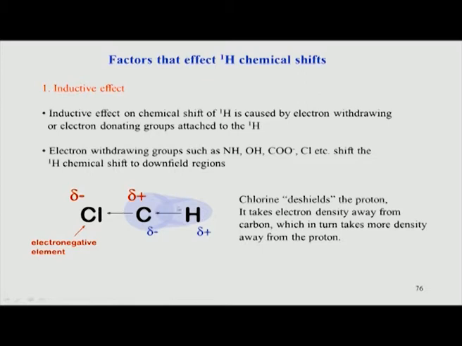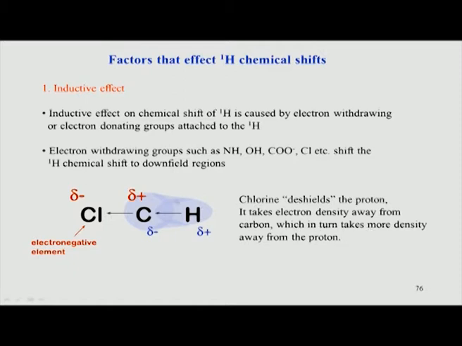So, essentially chlorine is pulling the electron cloud towards itself because of its strong electronegative nature, and the electron density around this hydrogen is reduced. If you recollect, in one of the classes we discussed that the chemical shift comes because the electrons around the hydrogen atoms shield the hydrogen nucleus, the proton, from the main magnetic field. But now by reducing the electron density, the shielding effect is reduced. Therefore, we use the word de-shielding. We say that chlorine de-shields the proton because it takes away the electron density from the carbon, which in turn takes away the density from the proton.